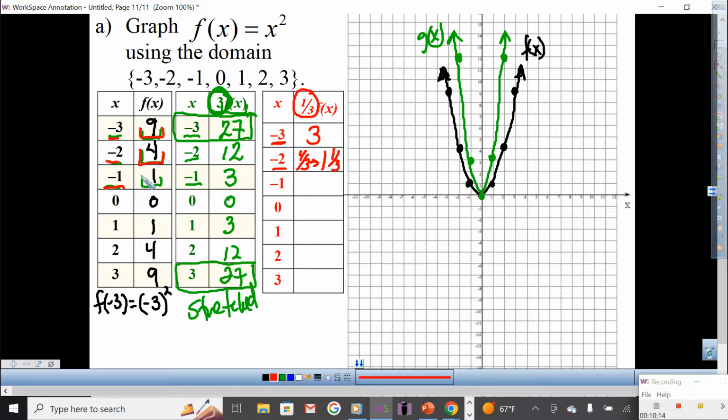Next one, we got 1. 1 times 1/3 is 1/3. 0, and the rest repeat for the sake of time: 1/3, 1 1/3, and 3.